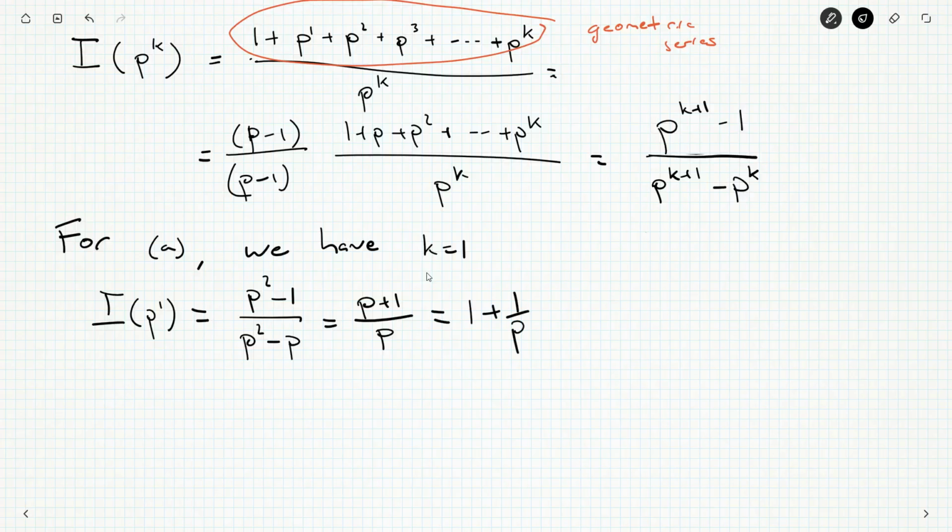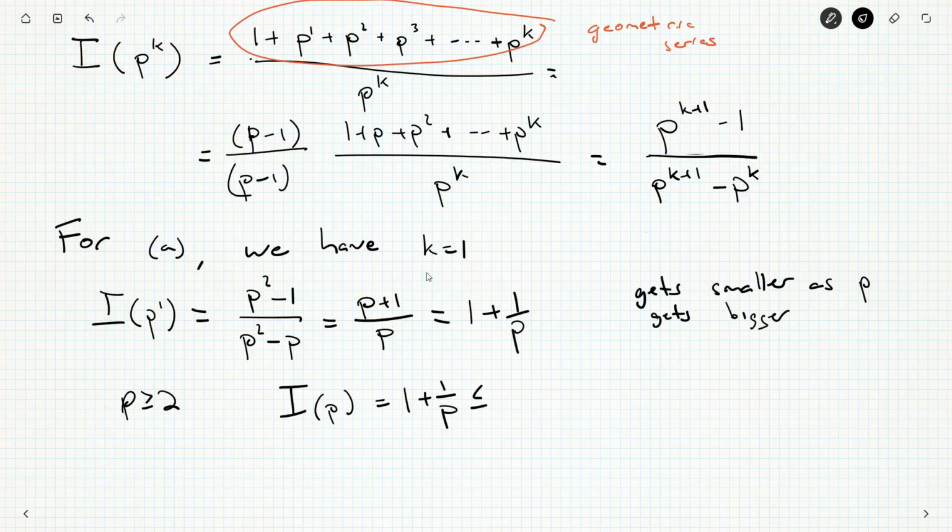1 plus 1 over p. And then this gets smaller as p gets bigger. P is always greater than or equal to 2 because it's a prime, so I of p equals 1 plus 1 over p, which is less than 1 plus 1 over 2, which is equal to 3/2. Okay. So that proved A. Didn't exactly use my formula, but then again, A was supposed to be before we developed this formula. Now for B, I want to show how we don't have 2 here.